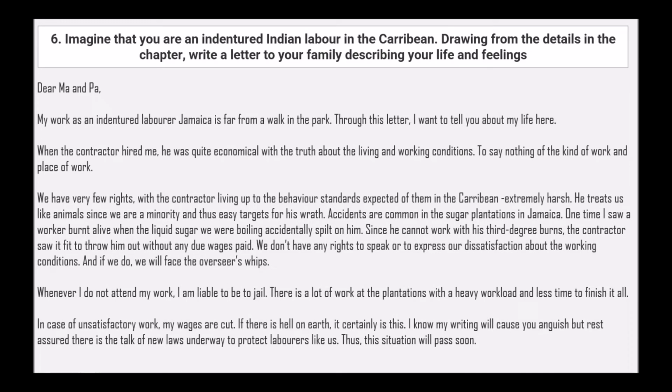Imagine that you are an indentured Indian laborer in the Caribbean. Drawing from the details in the chapter, write a letter to your family describing your life and feelings. So this is a small letter which I have written here. You can also write it the same way I have written it, or you can copy it down.